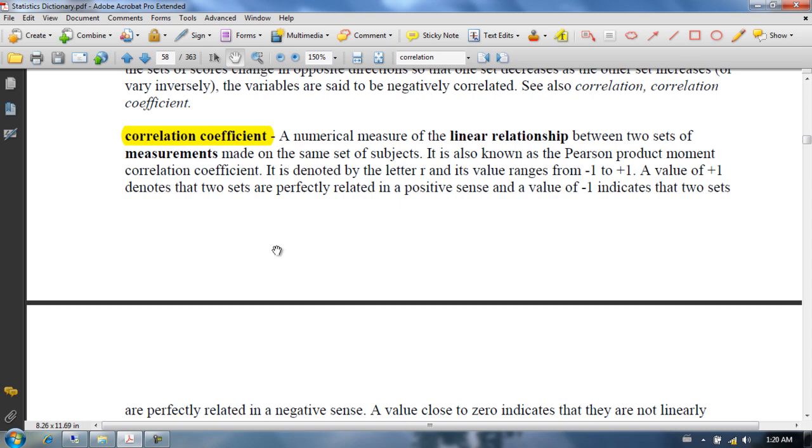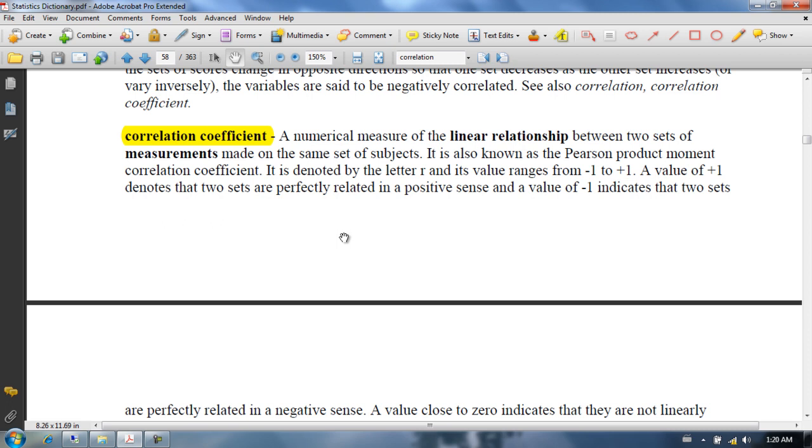So one thing we are discussing here is the correlation coefficient, a numeric measurement of the linear relationship between two sets of measurement made on the same set of subjects. It is known as the Pearson product moment correlation coefficient, and it is denoted by the letter R, and the value is from -1 to +1.